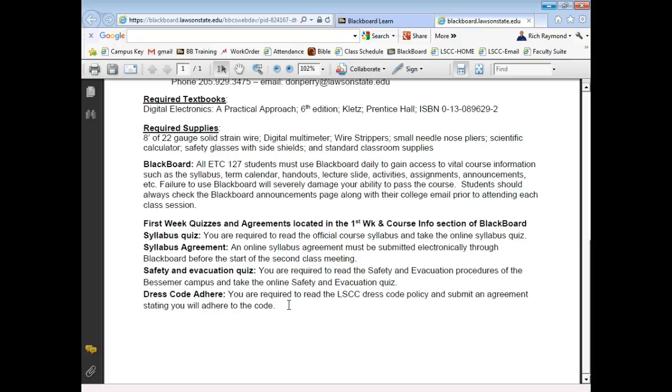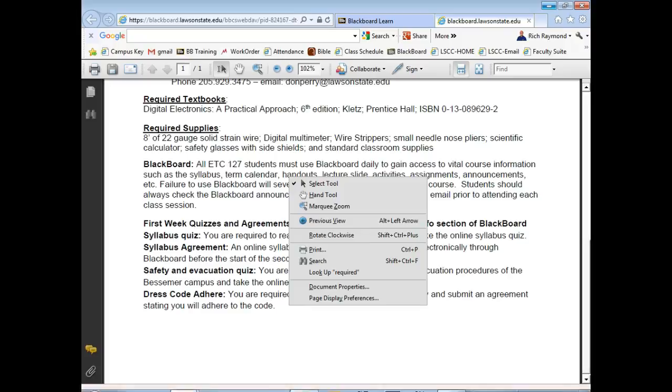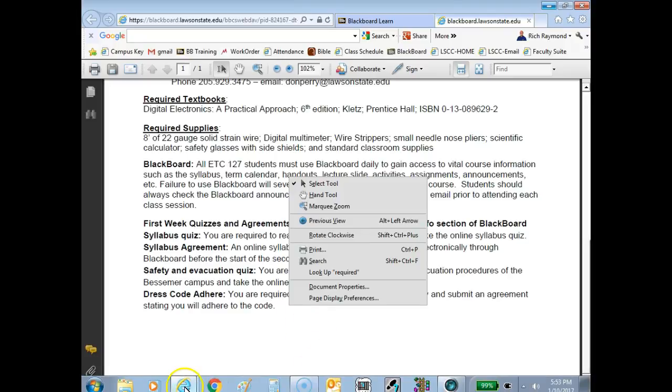You need to check your Blackboard every day. We really use Blackboard in this class and all the classes in our program. If you had any of our classes, requirements for Blackboard. What we do, I don't know about the other classes y'all have, but what we do during the first week is we set up some quizzes that you have to take.